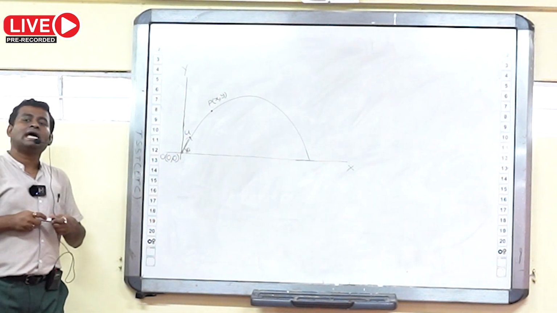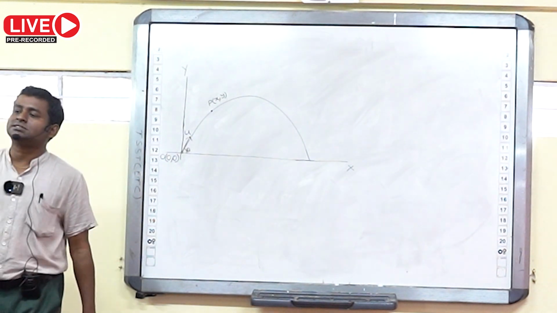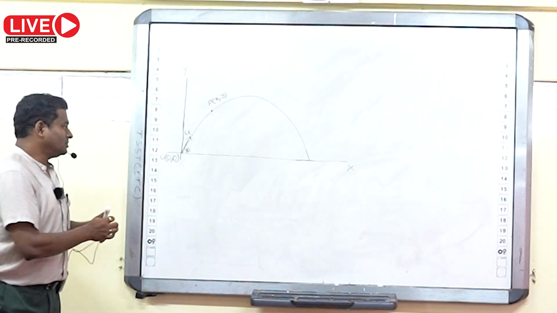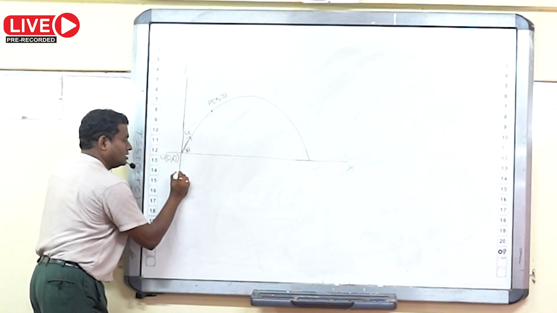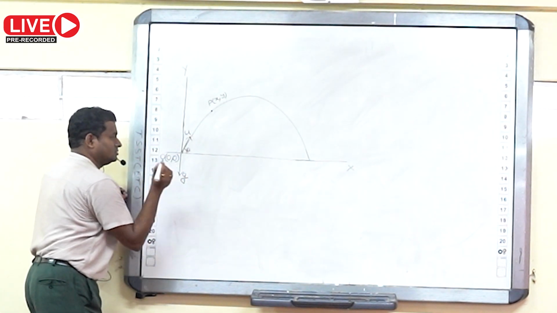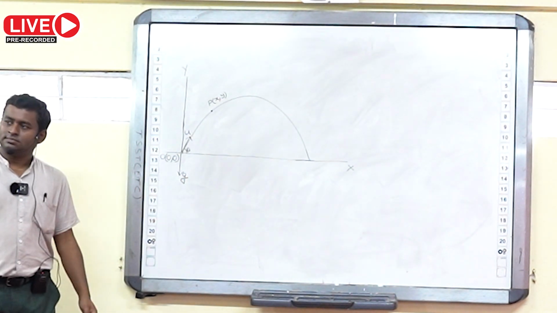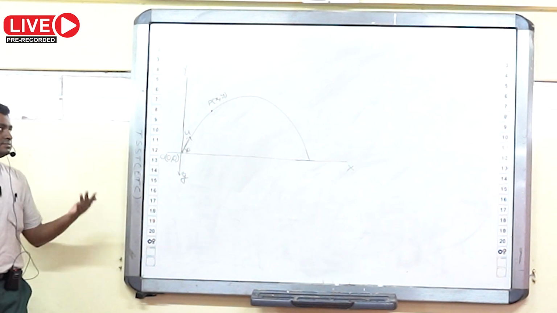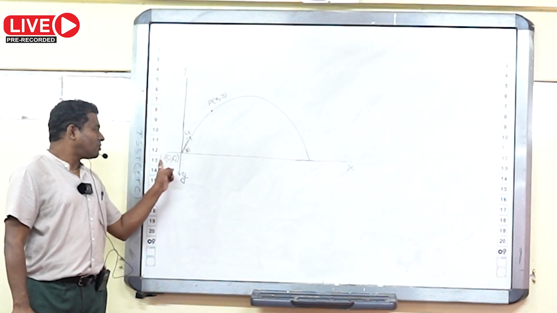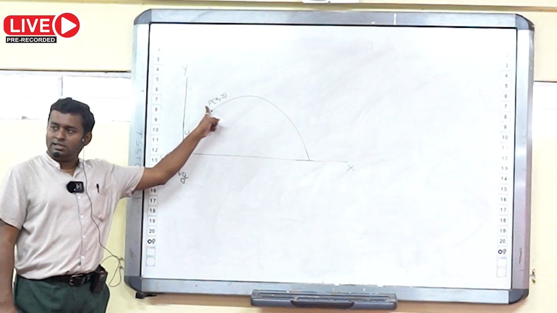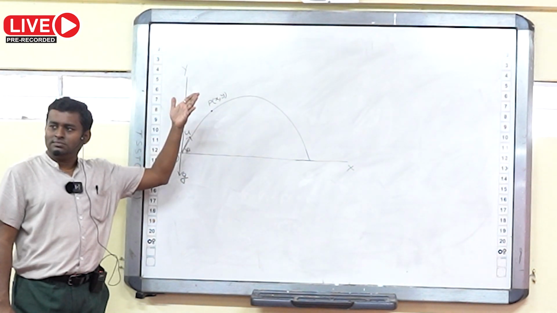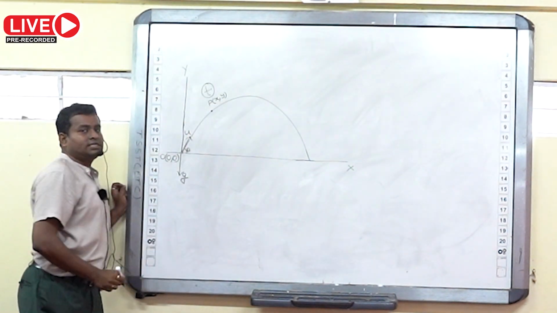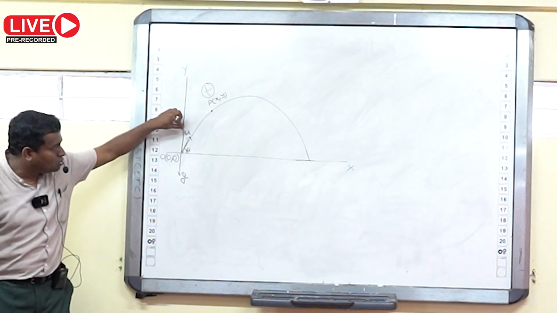Now, in which direction does the acceleration act? Downward direction. So in the downward direction the acceleration acts. Now let us consider that from point O, the particle will come to point P in a certain time. Let us consider that time is t, in which the particle travels from point O to point P.